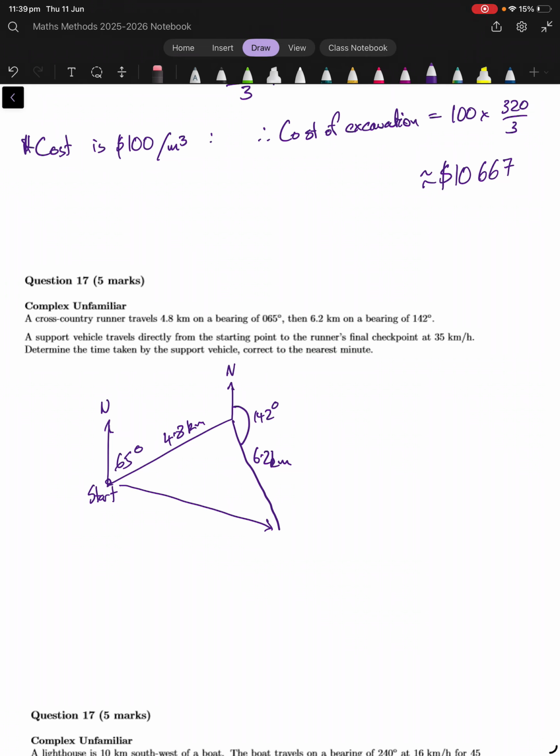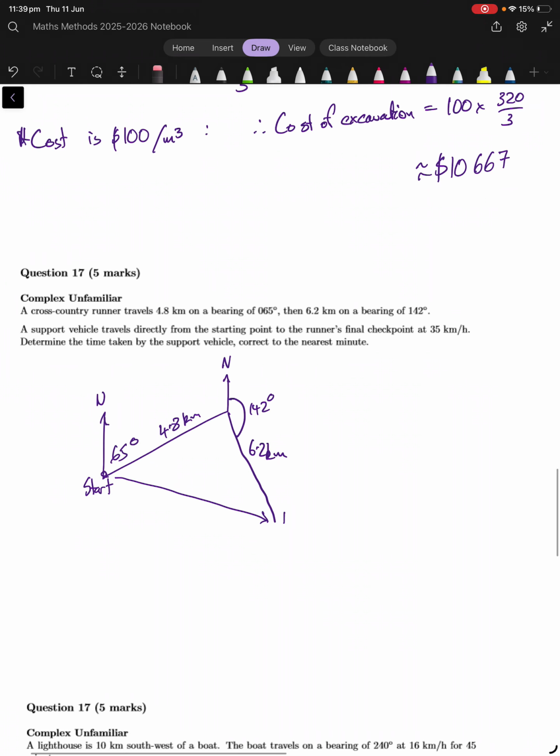A support vehicle travels directly from the starting point to the finishing point, a final checkpoint. Let's use the words in the question. And so determine the time taken by the support vehicle. So first we're going to find the distance, and then once you've found the distance, you can just divide it by 35 to get how long it's going to take. I guess I need to find the angle between the 65. This is my theta that I'm looking for there.